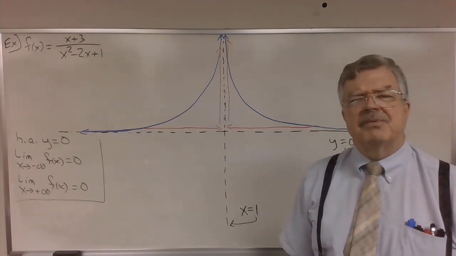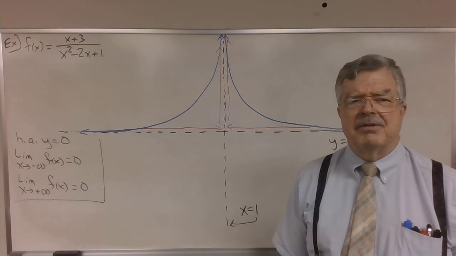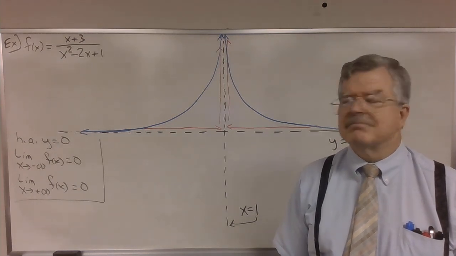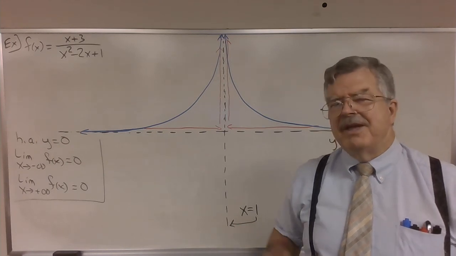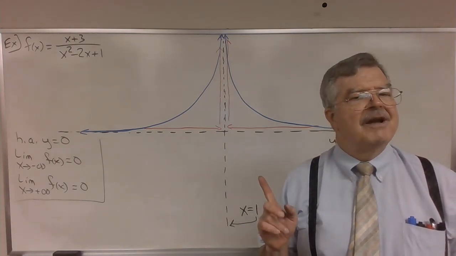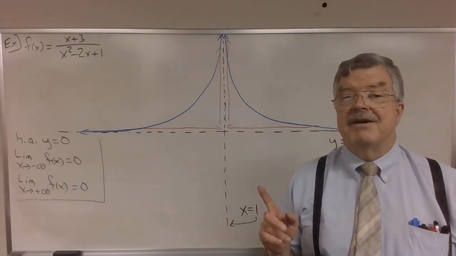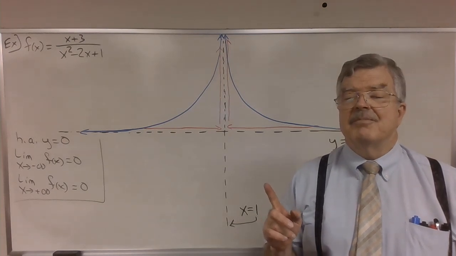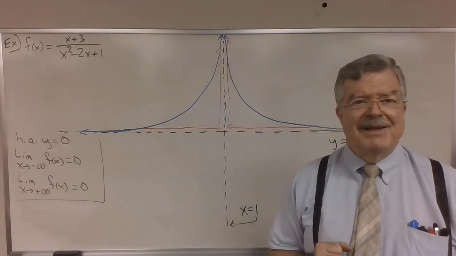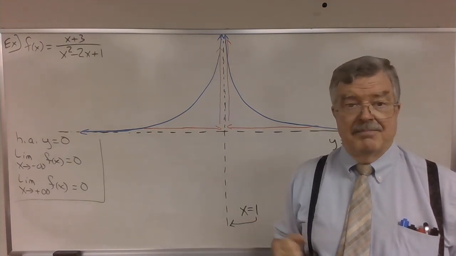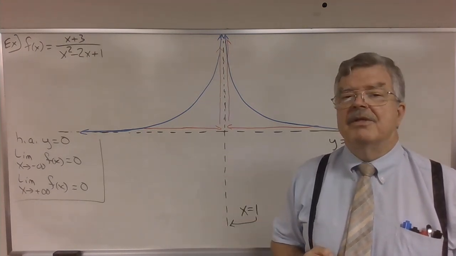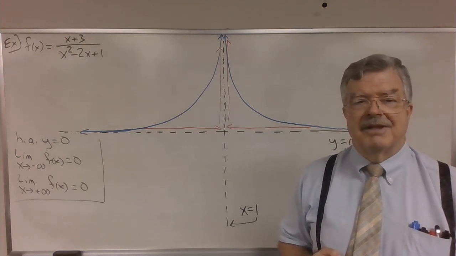What do you think? Should we do another example? I think so. This will be the end of lecture number 5, part 1. And we'll have a part 2 where we'll do another example with vertical and horizontal asymptotes.